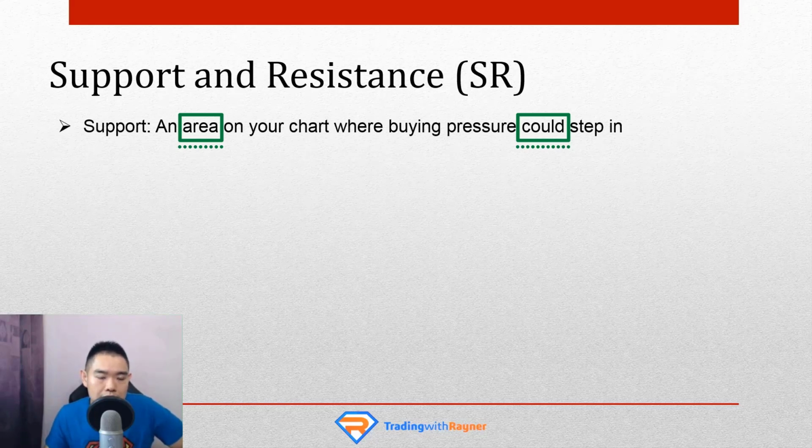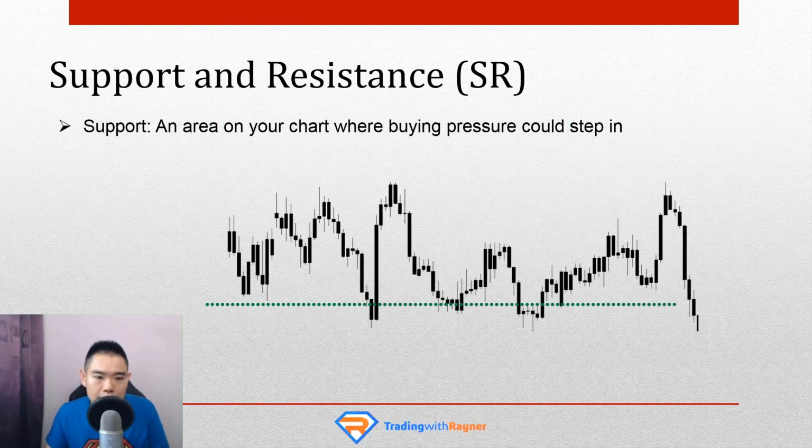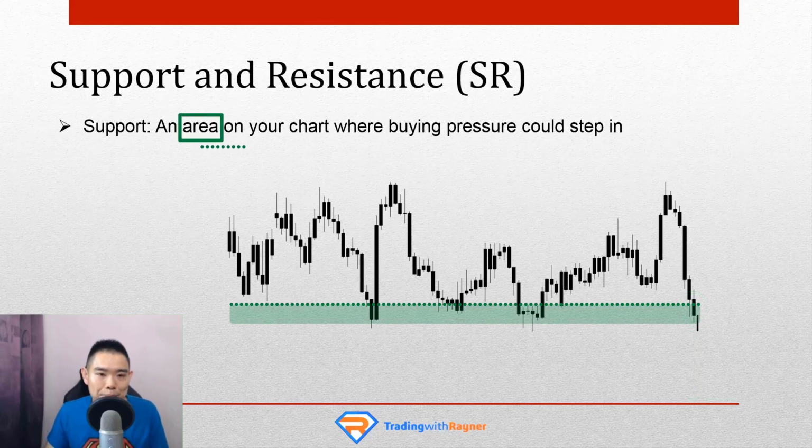So it looks something like this. Let's say the market is in a range. So support is near the lows of this range. This is what we call support, where buying pressure came in and pushed the price up higher. Buying pressure came in, pushed the price up higher. Support is here. Buyers came in and pushed the price up higher. So let's say now price is at support. What's going to happen? Go up? No, it could also go down. So this is why I say that it's an area on your chart where buying pressure could step in.